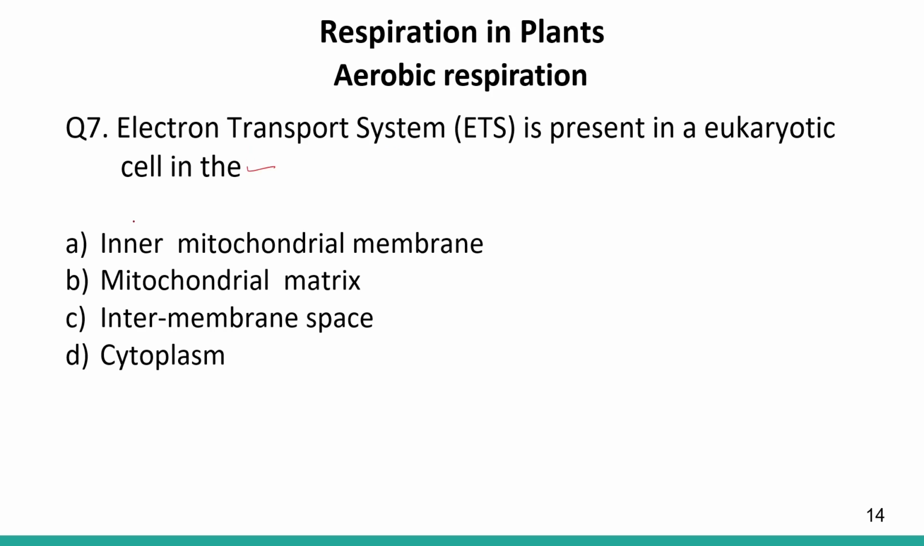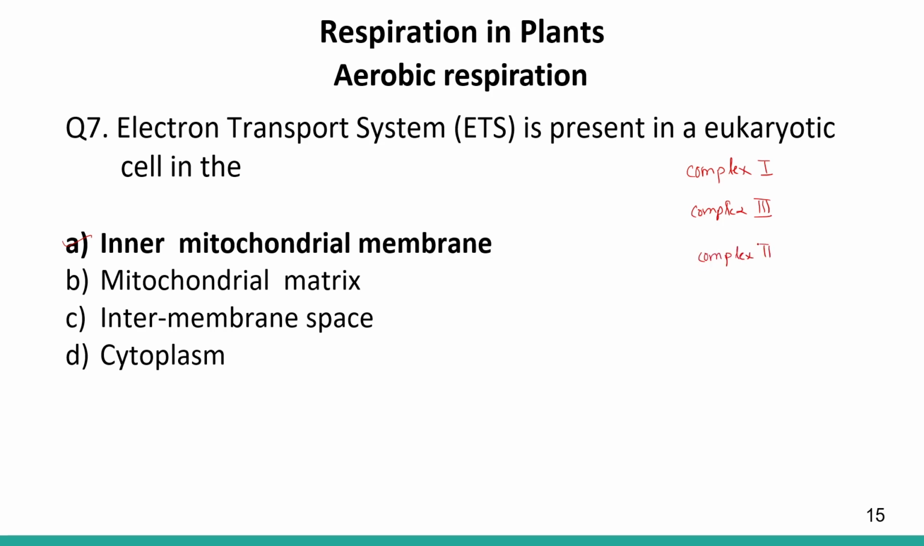The next question is: electron transport system is present in eukaryotic cell in. This is a very direct, straightforward question. The answer should be inner mitochondrial membrane. The electron transport chain consists of 4 complexes: complex 1, then complex 2, then complex 3, then complex 4, and then we have the ATP synthase, which is also known as complex 5.